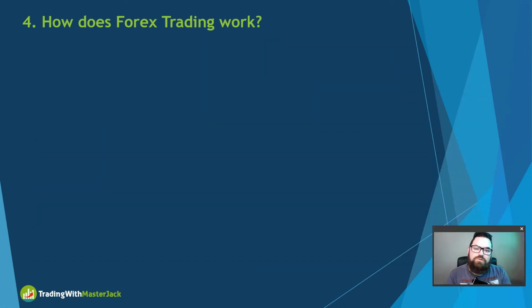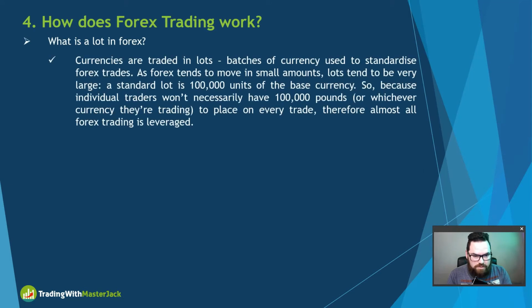And here comes some more new terminology. What is a lot in Forex? Currencies are traded in lots, batches of currencies used to standardize Forex trades. As Forex tends to move in small amounts, as you've seen, at the 4th decimal place, lots tend to be very large. A standard lot is 100,000 units of the base currency. So because individual traders won't necessarily have 100,000 pounds, or whichever currency they're trading, to place on every trade, almost all Forex trading is leveraged.